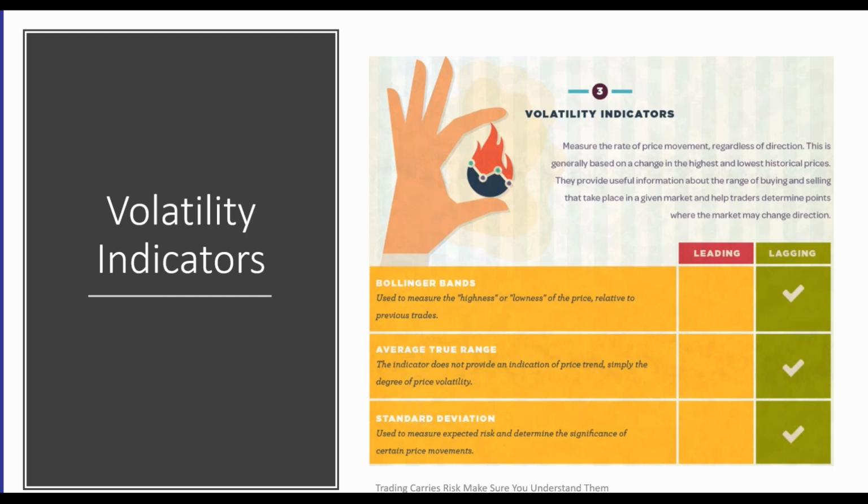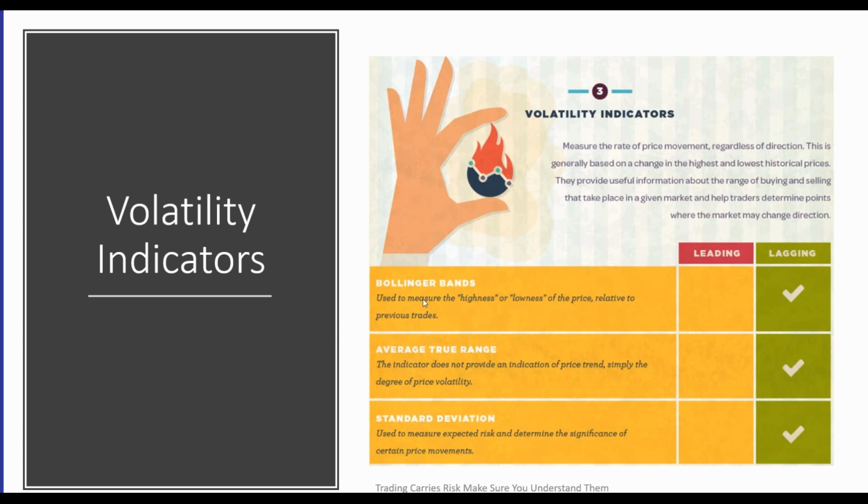Then we have volatility indicators, and we talked about why volatility is important. It measures the rate of price movement regardless of direction. Doesn't care whether it's going up or down. It tells you how volatile the market is. This is generally based on the change of the highest and lowest historical prices. They provide useful information about the range of buying and selling that take place in any given market and help traders determine points where the market may change direction.